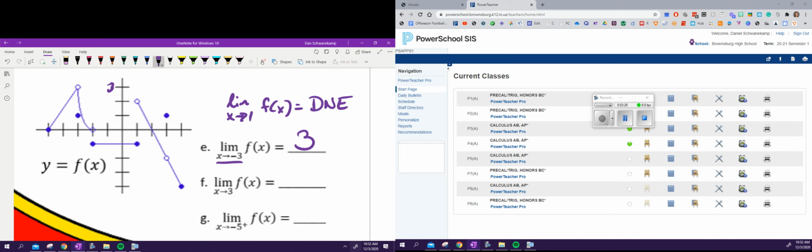Limit as x approaches 3. Here's 3. I don't care what happens at 3. What number am I getting closer and closer to? That is negative 2. Be careful. There's some weird hash marks going on there, but that is negative 2.